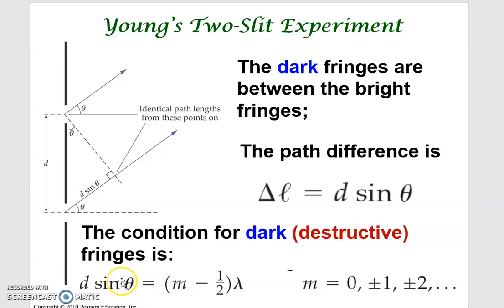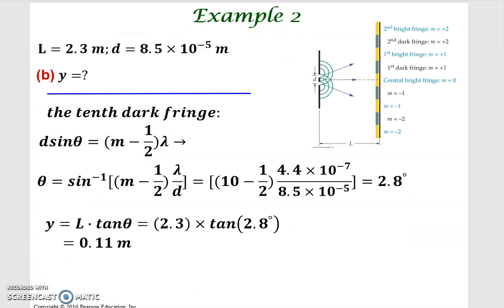So we don't know the theta, but you know the d value, and m is 10, and you know the wavelength. So basically, you can calculate the theta. So what does it mean? If you know the theta, once again, you can use the trigonometry relationship to get the y. So let's see the solutions.